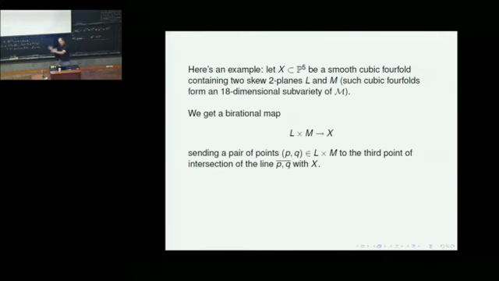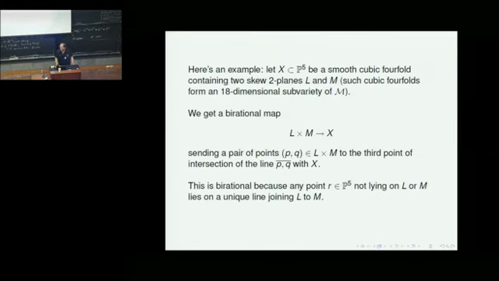If we have these two skew two-planes, L and M, we get a birational map from the product L cross M to X by sending a pair of points on L and on M. Given a point on L and a point on M, we draw the line joining them, and that line will typically meet the cubic fourfold in one additional point. So we send that pair of points to the third point of intersection. And this is a birational map because every point, at least other than those lying on L or M, in P5 lies on a unique line that meets both L and M. So we have an inverse map, rationally at least.